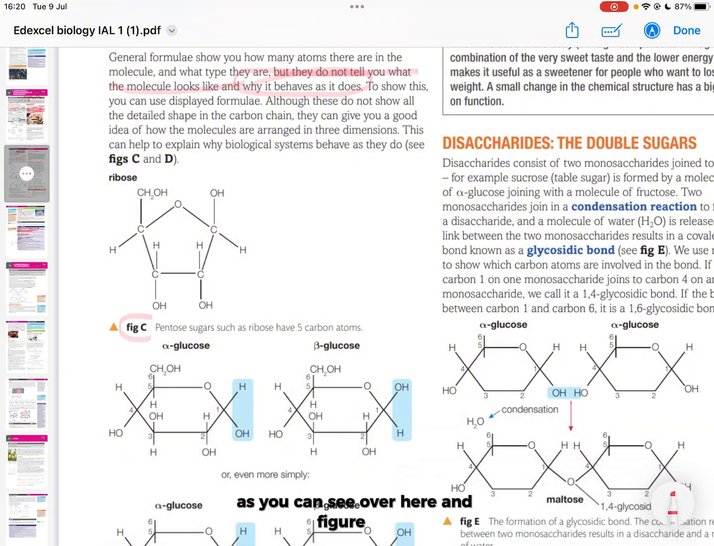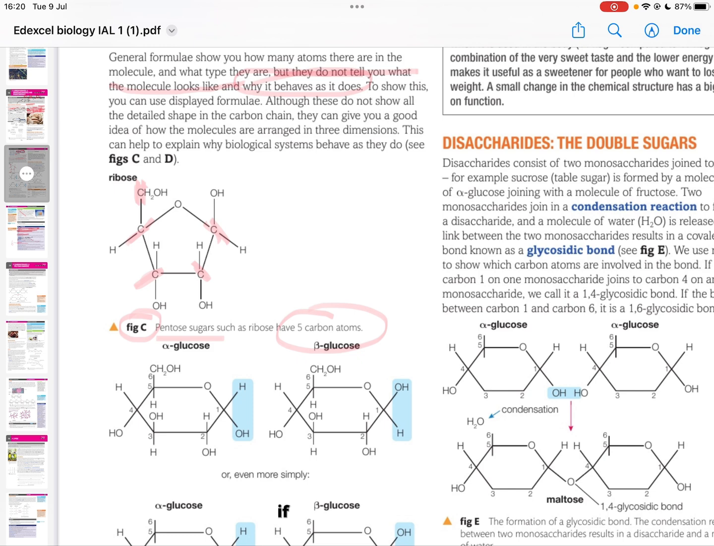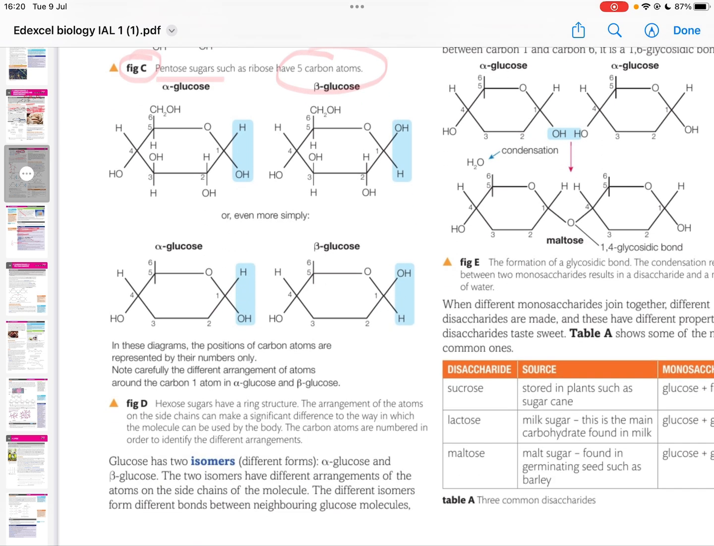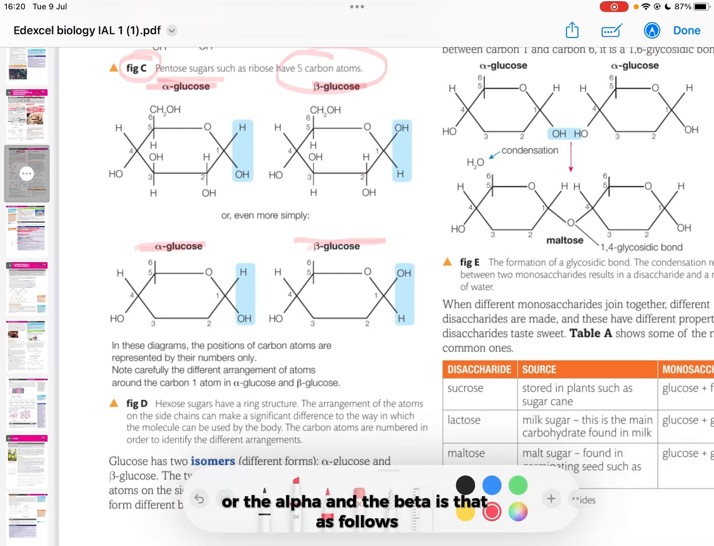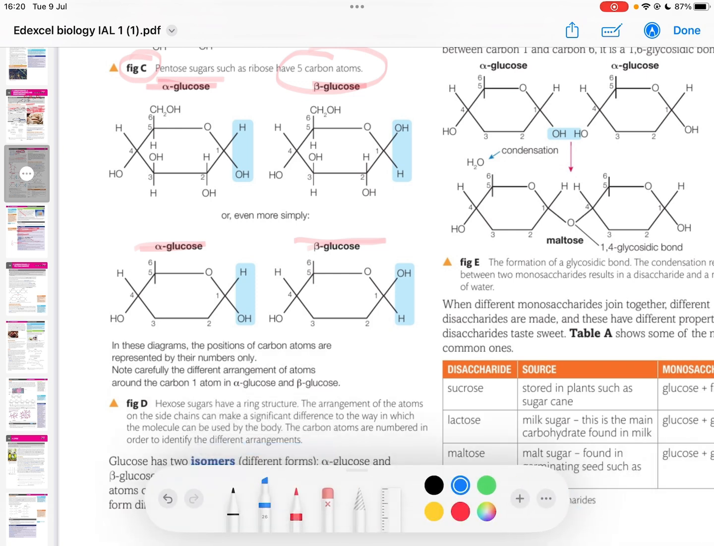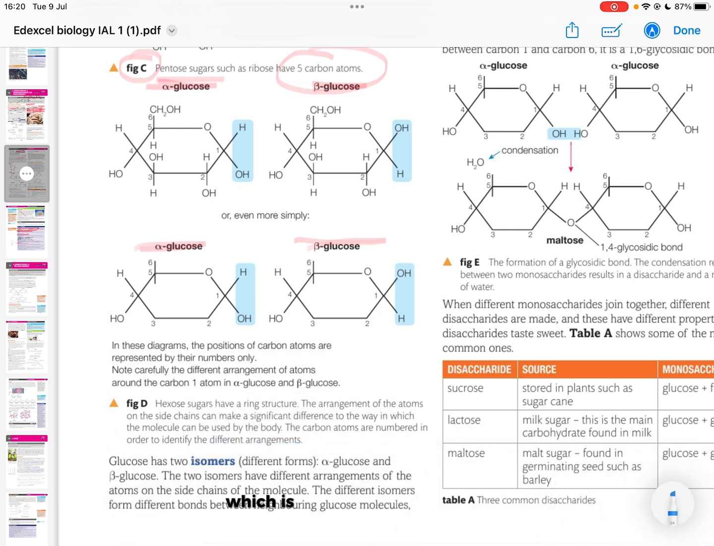As you can see over here in figure C, this is the pentose sugar. It has 5 carbon atoms, 1, 2, 3, 4, and 5, and it's in the 3D shape. Or even more simply, if you see over here, the alpha and the beta, the difference between the alpha and the beta is as follows. Very, very easy difference. One difference only, which is the position of the OH.